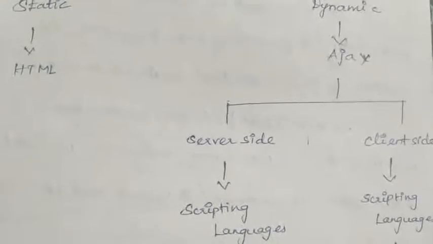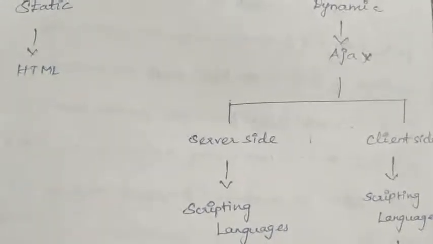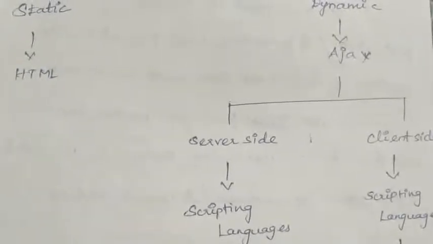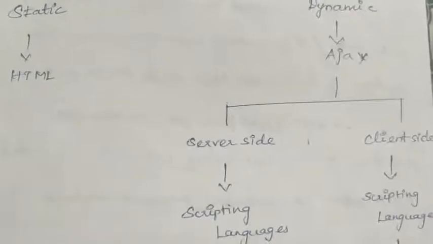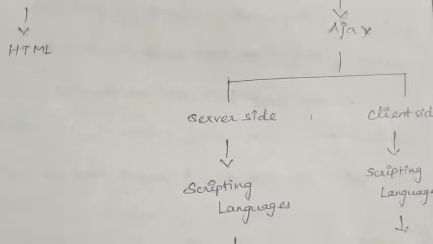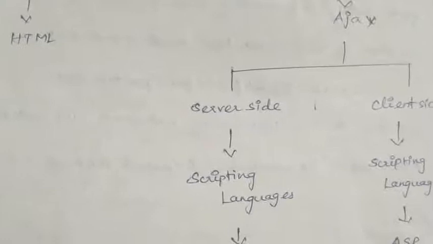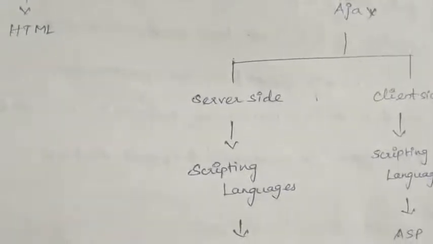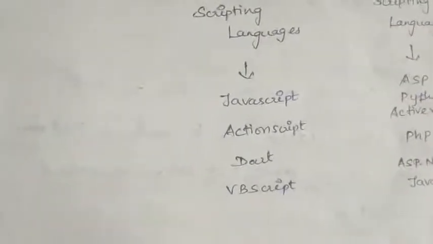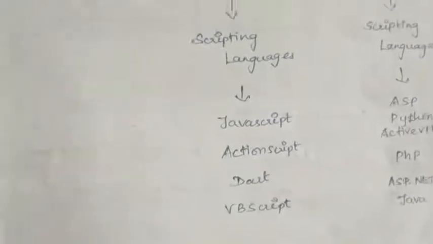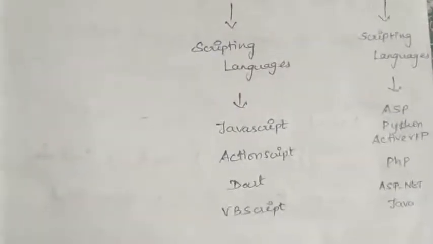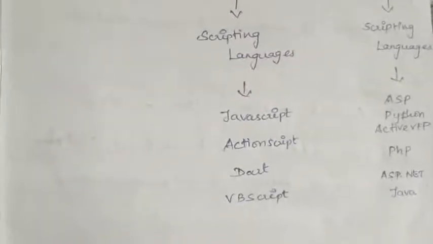About dynamic web page. It shows different information at different points of time. It is possible to change a portion of a web page without loading the entire web page. This has been made possible using Ajax technology. It has also two types: server-side scripting language and client-side scripting language. Examples of server-side scripting languages are JavaScript, ActionScript, VBScript. Examples of client-side scripting languages are ASP, Python, PHP and Java.